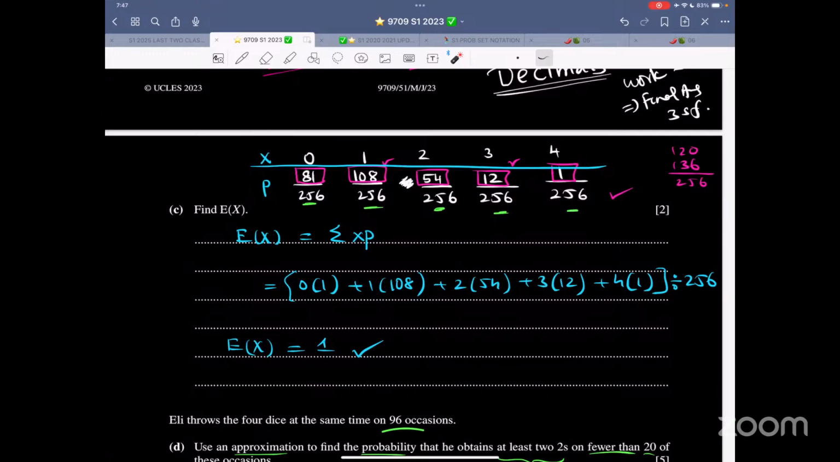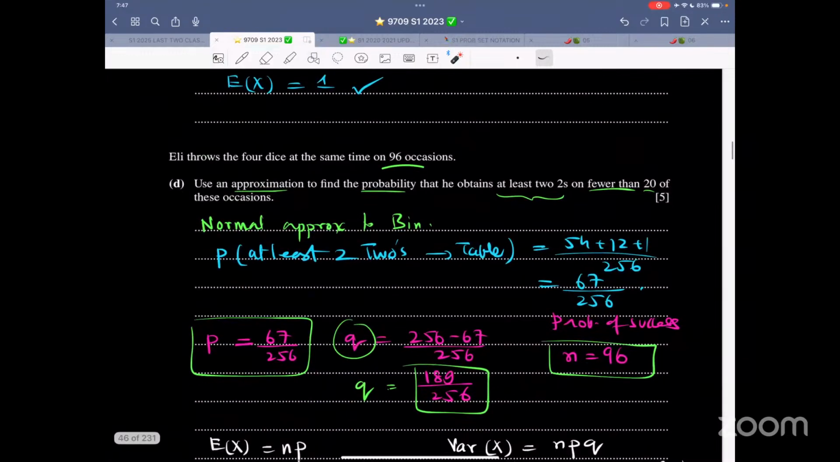Secondly, when you are working for expectation of X or expectation of X squared, what we do is that we simply multiply this with the numerator, this with the numerator, and so on. Just look at my working. And then since it's unreduced, unsimplified, therefore you can divide once by 256. And it's a beautiful number, 1.